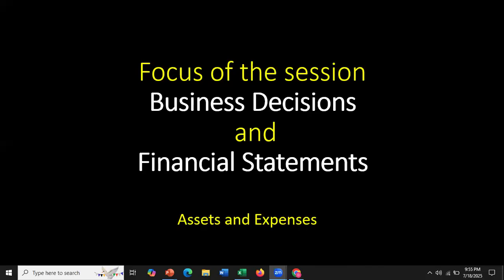The focus of this session will continue on business decisions and financial statements, but we will try to understand and get more clarity on these assets and expenses while converting the decisions into financial statements.